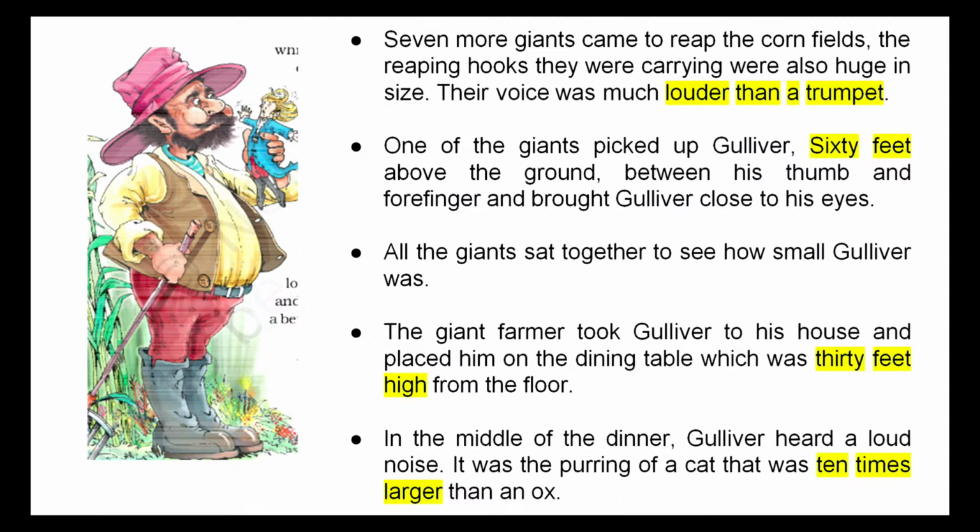So this cat, which this giant had at his home, was 10 times larger than an ox. So you can see the difference between our day-to-day things and objects and the things which were there on this giant's island. This is all which has been described by Gulliver. Whatever he experienced on this giant island, he has expressed that.